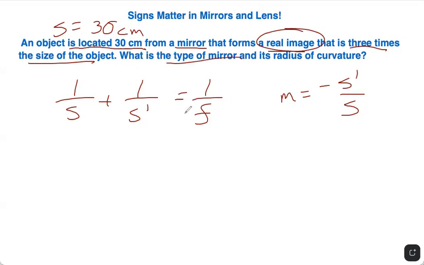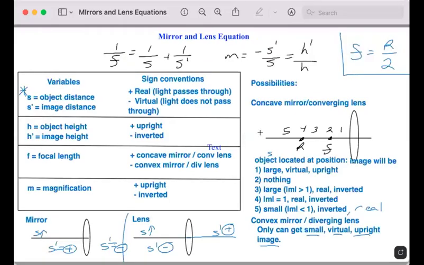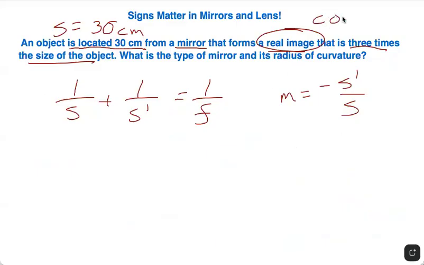So first of all, is it concave or convex? Well, the only way you can get a real image is if it is a concave mirror. A convex mirror only gets you a small virtual upright image. Convex mirrors, think about those mirrors you see in a CVS or a Walgreens. Those are usually, you see yourself, it's smaller, it's upright, and it's actually a virtual image. Now, back to this question. So you know it's going to be a concave mirror.